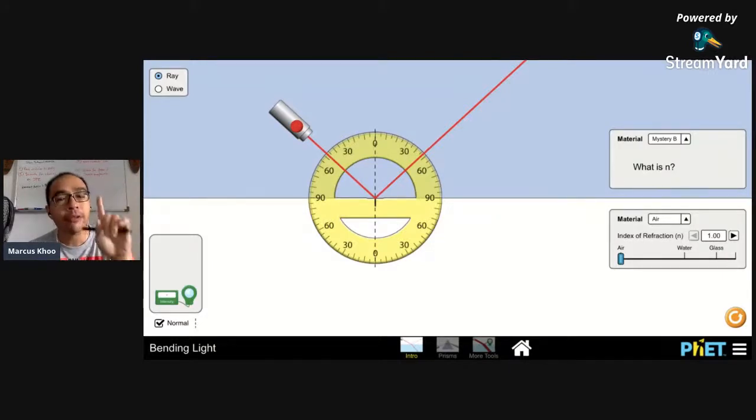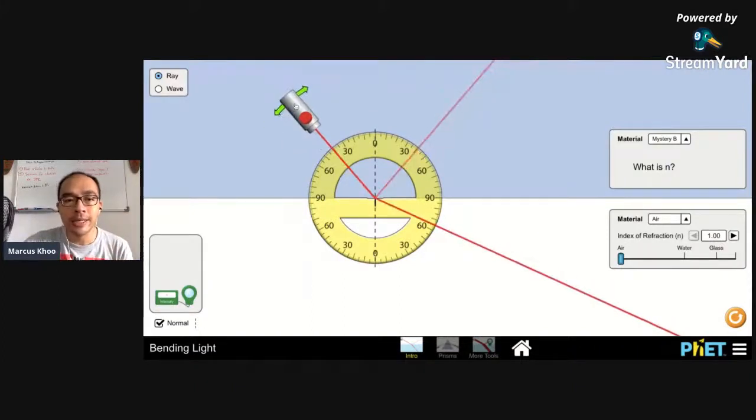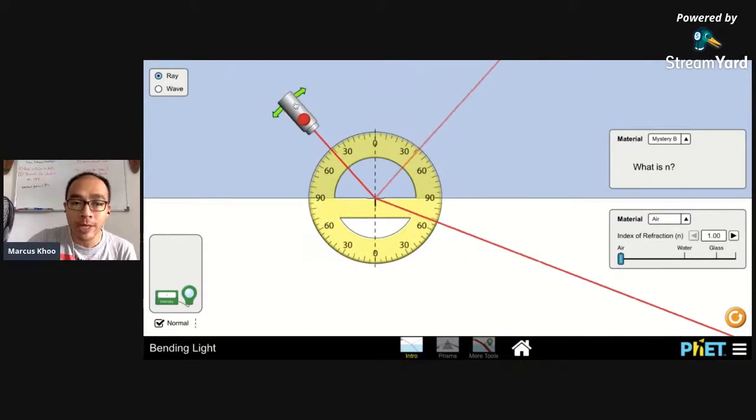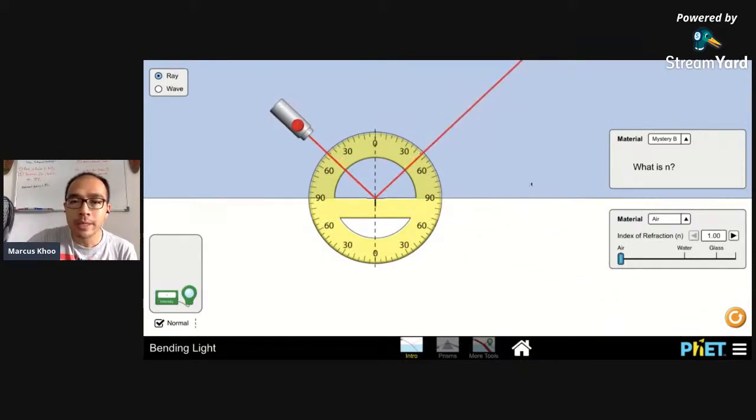So as I said just now, the first condition for total internal reflection to happen is that the light ray must travel from a more dense to a less dense material. That's the first condition. The second condition is the incident angle, this angle over here, must be more than a special angle. Just now, this angle was 47 degrees. 47 degrees is where there is no more refraction and everything is totally internally reflected.